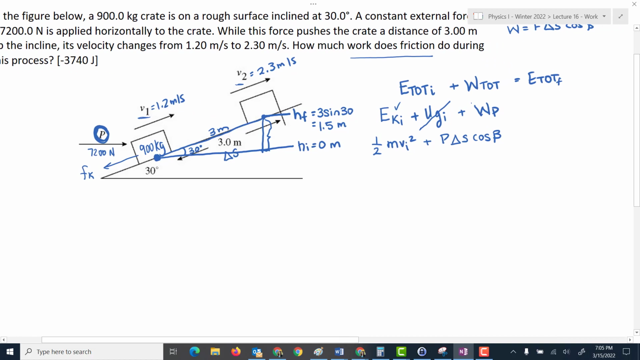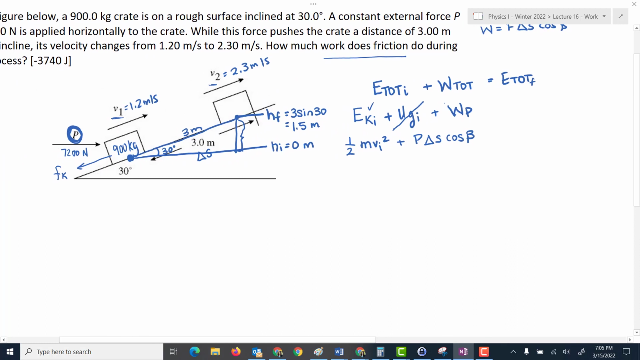Okay, so for the total work in the question, we have to include all the external forces. So we're including the work done by this force called P, plus the work done by friction, equals E total final, which again was EK final plus UG final. Okay, so we're solving for this work done by friction. So I'm not going to rewrite it as the force of friction times displacement times cos of beta, because we're not looking for one of those individual components. We're looking to solve for work done by friction, so I'm leaving it just like that.